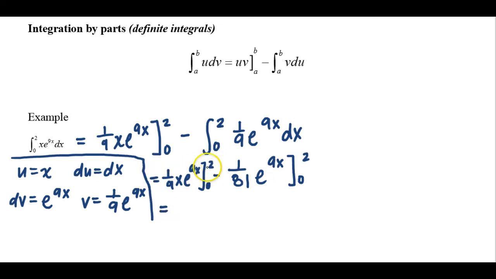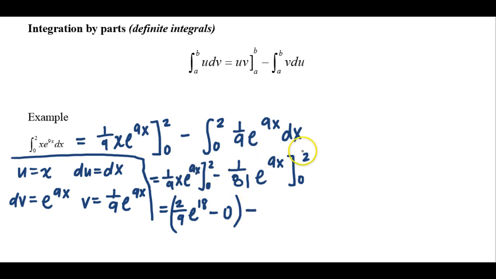So remember, we plug in the top limit of integration first. So I would get 2/9 e to the 18 minus, so if I plug in 0, well, that whole term would be 0 because of this x right here. So now we really just have minus 0. So I'll just put a parentheses around that. That was evaluating the first part with the limits of integration.